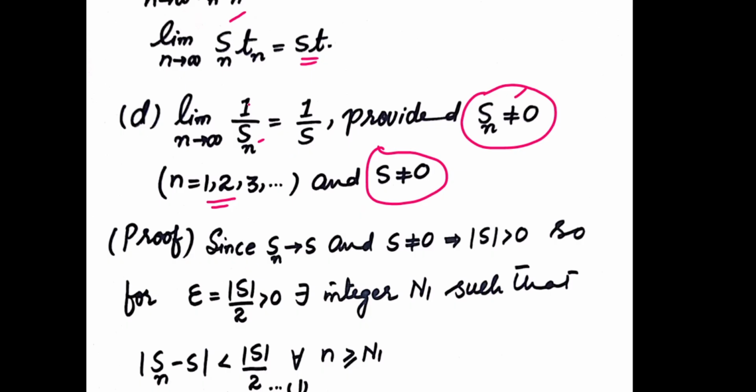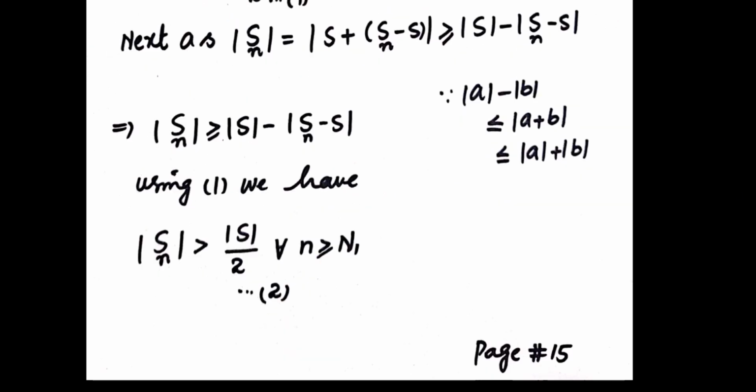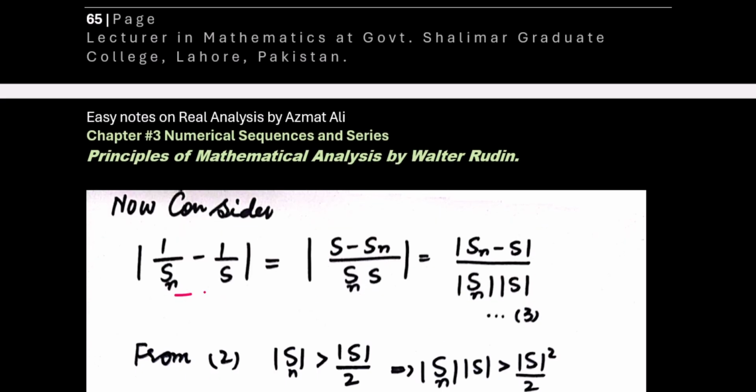What we have to show? We have to show that this difference, 1 over Sn minus 1 over S, should be less than some positive real number epsilon. So to prove this theorem from the start, first we will consider this part. This is the expression that I have to solve. By taking LCM, this becomes S minus Sn, and in the denominator we have Sn into S. By using the property that the absolute value of A minus B is equal to the absolute value of B minus A, this can be written as the absolute value of Sn minus S, and by separating the absolute value over numerator and denominator, the denominator becomes the absolute value of Sn into the absolute value of S.